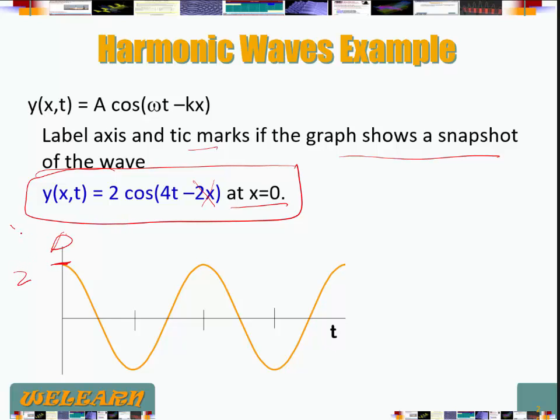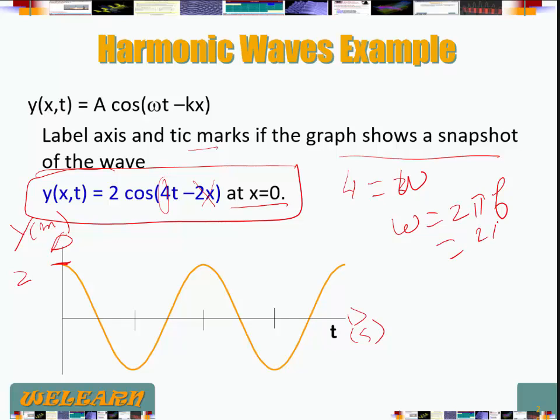The label, this is my y. This is my t, is labeled. So my y in whatever unit it is, meters, t in seconds. 4 is omega. And omega is 2 pi times the frequency, or 2 pi over the period. In this case, it is equal to 4. So my period is actually equal to 2 pi over 4, or pi over 2.